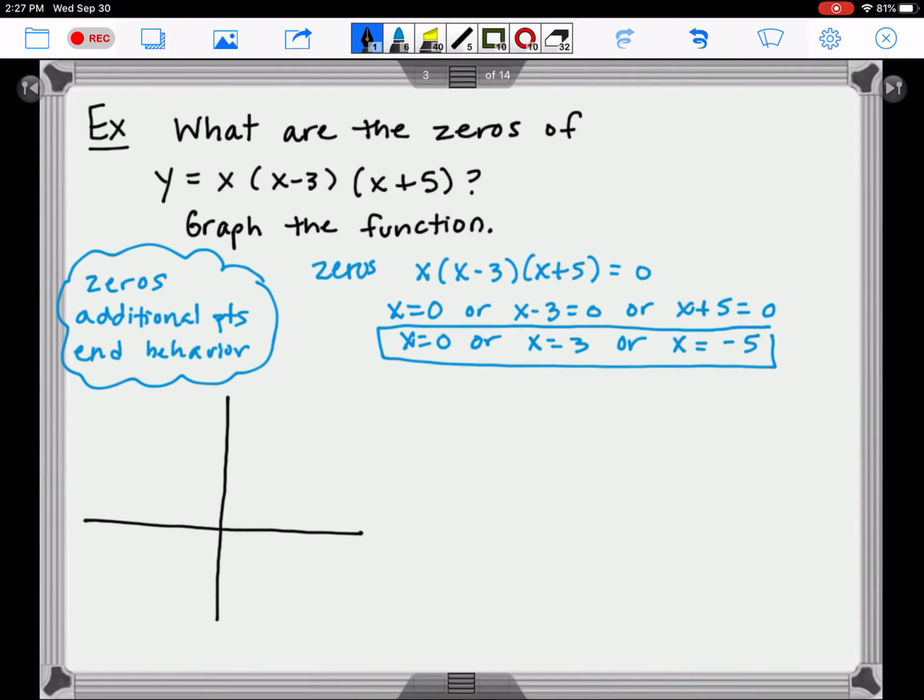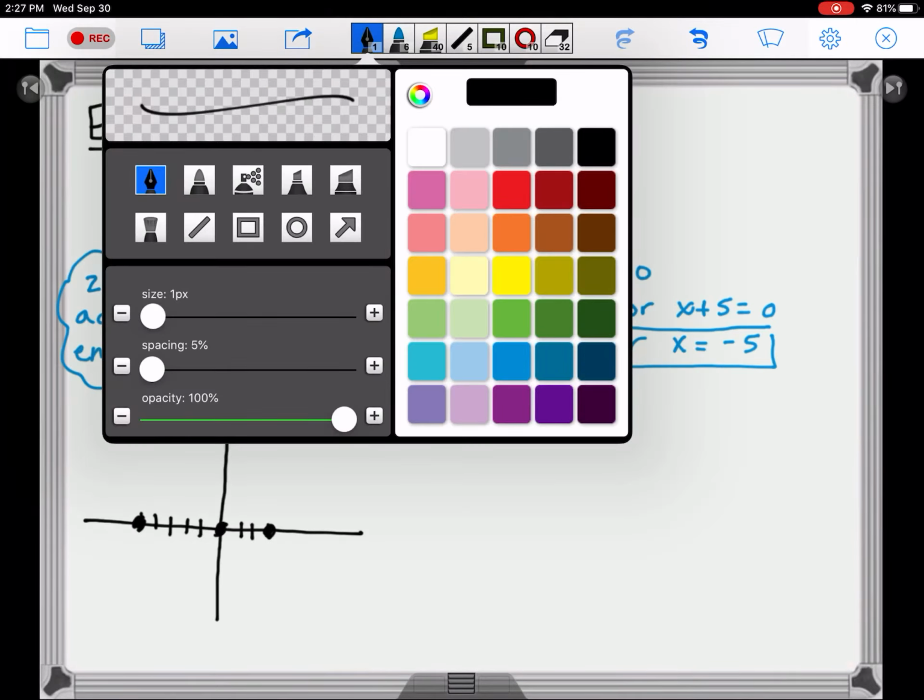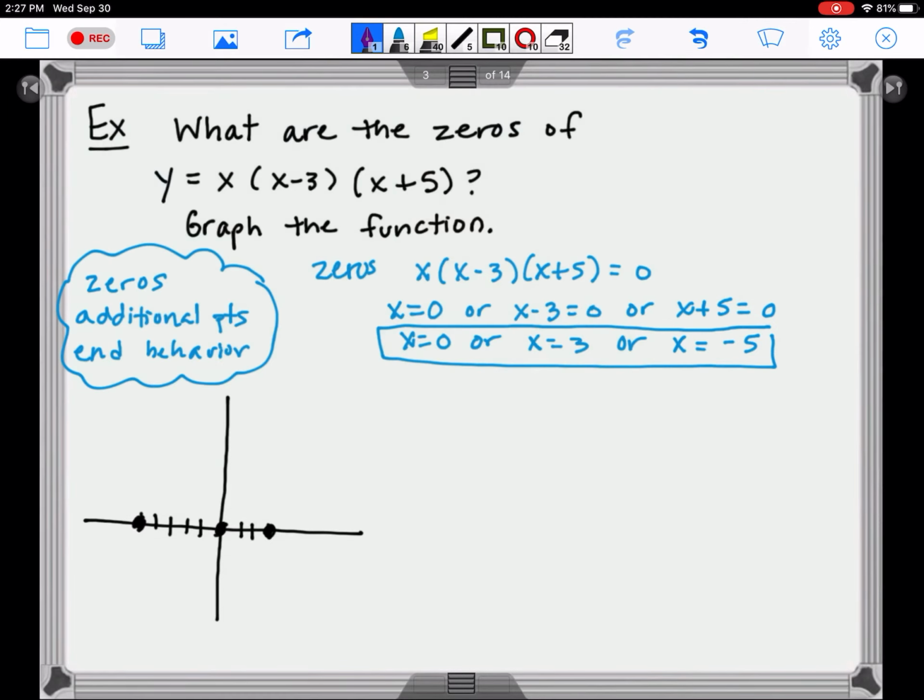And I'm going to put the zeros on this graph. So negative 5 is a zero, 0 is a zero, and 3 is a zero. Okay. All right, let me pick a different color. We'll just go with some purple here. So I need to find some points for x values that are between those zeros.